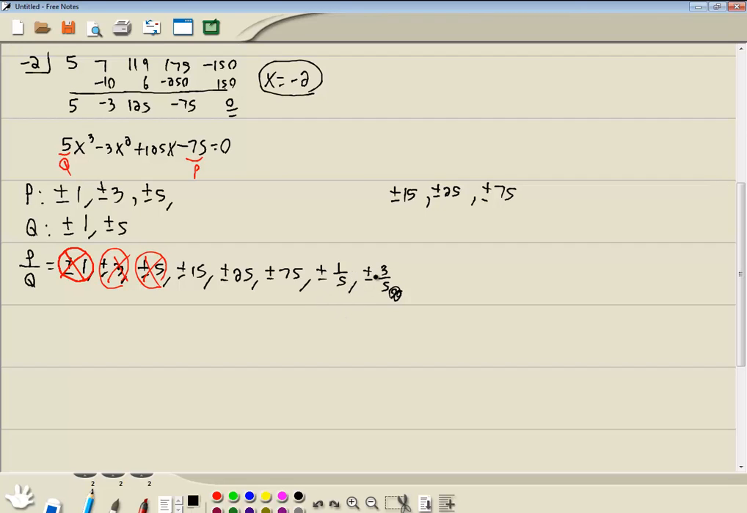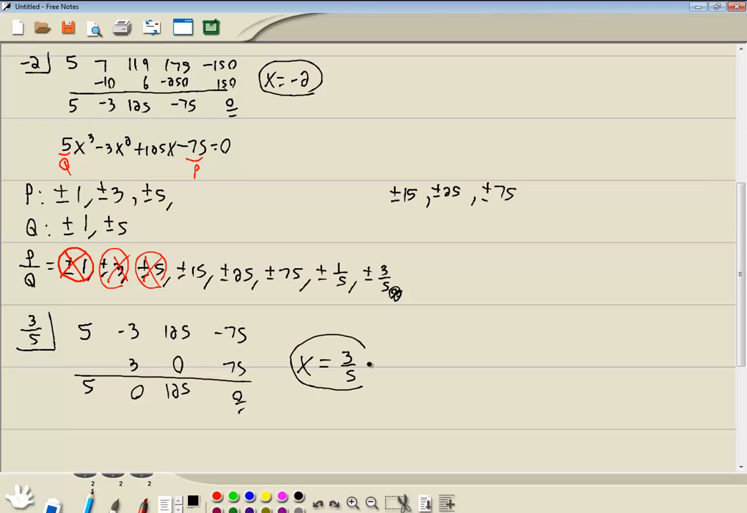Let me come over here to, I don't even remember what our answer was now. Was it 3/5, I think? Let's do 3/5. I'm getting kind of bored doing synthetic division. But you go through and you try all these possibilities. It might be negative 3/5. So we've got 5, negative 3, 125, negative 75. Add, multiply, add, multiply, add, multiply, and add, and we get another 0. Which means we get x is equal to 3/5.